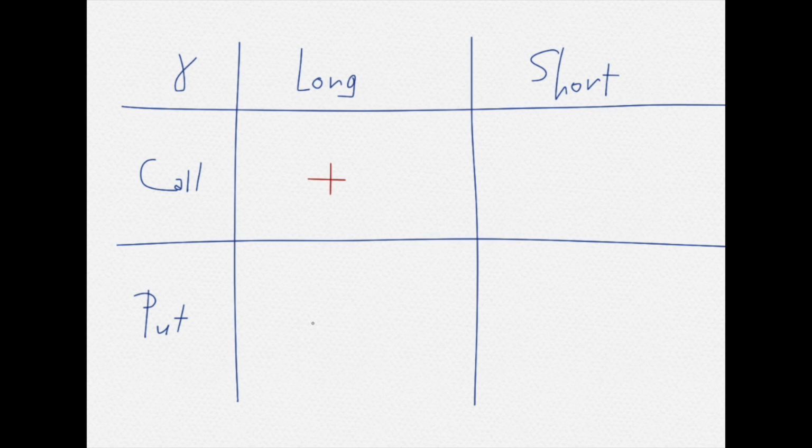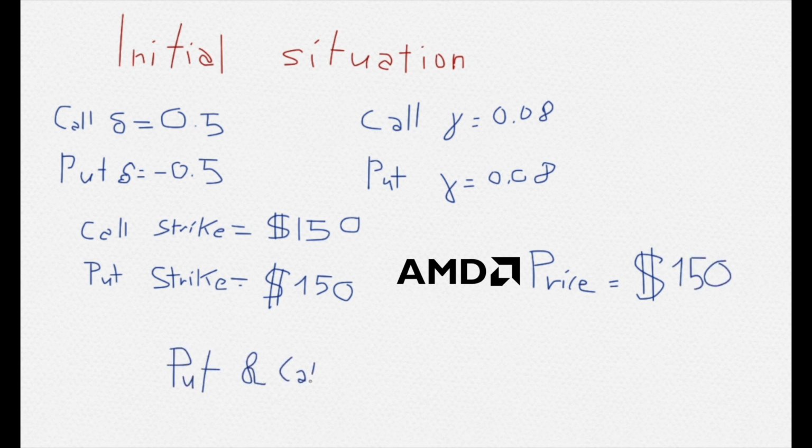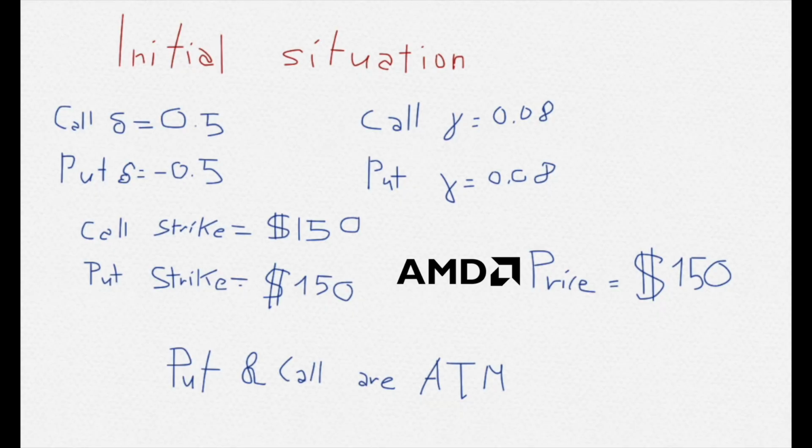Gamma is positive for both long put and long call options. Let's say that we have long call and put options, both at the money, with a gamma of 0.08. So initially our deltas are gonna be 0.5 and -0.5, respectively for the call and for the put. So let's recall the example of AMD with a stock price of 150, and the strike price of the options are both at 150 as well.